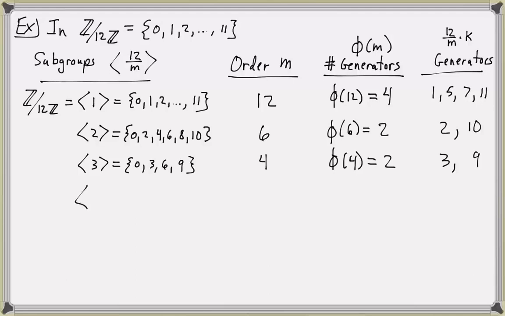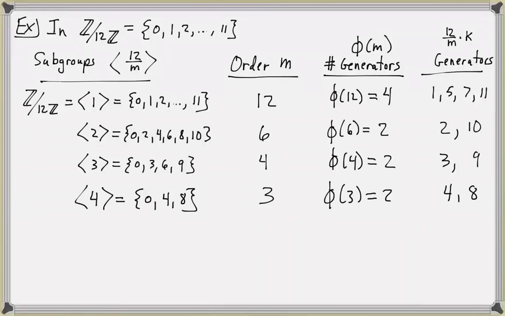The cyclic subgroup generated by 4 has 3 elements: 0, 4, and 8, and phi of 3 is 2, so both of the non-zero elements of this subgroup are generators of this subgroup, so 4 and 8 are generators. And then we have the cyclic subgroup generated by 6 has 2 elements, 0 and 6 in it, so this subgroup has order 2. Phi of 2 is 1. There's only one generator, the number 6.